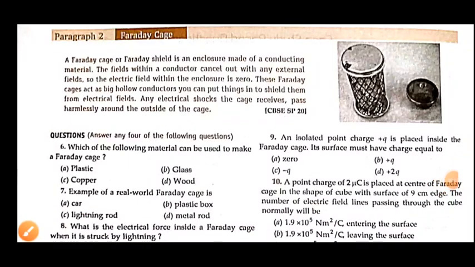Next is the Faraday cage case. So you can see a case that is given here. First let's see our next case study based problem. A Faraday cage or Faraday shield is an enclosure made of conducting material. The field within a conductor cancels out any external field, so the electric field within the enclosure is zero. So these Faraday cages act as big hollow conductors. You can put things into them to shield them from electric field. So any electrical shock that the cage receives passes harmlessly around the outside of the cage.